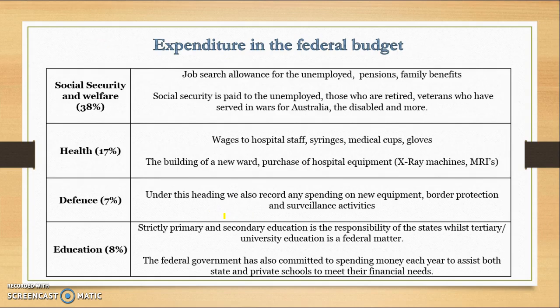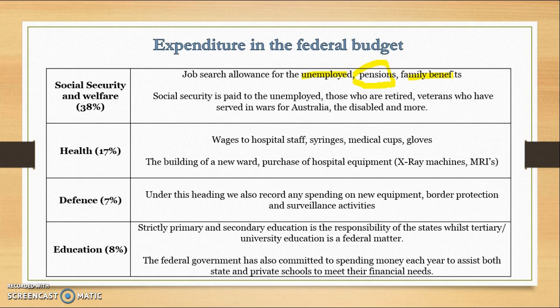In relation to expenditure in the federal budget, the main government expenditure is social security and welfare. Most of this money actually goes towards age pensions, but it also goes towards unemployment benefits, providing family benefits for low-income earners as well. It's paid to the unemployed. It also gets paid to those that are retired, veterans from the war, the disabled, and so on and so forth.